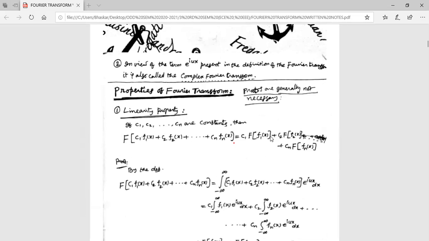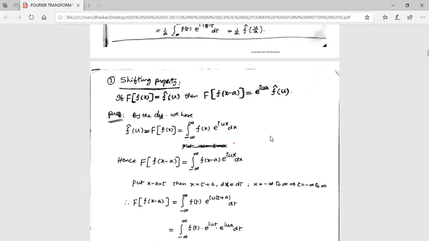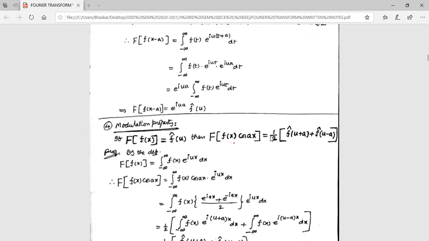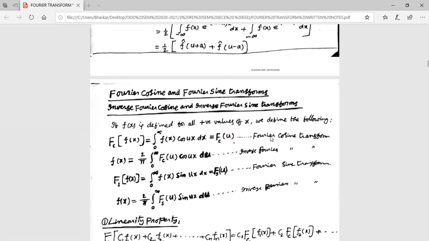Some of the properties of the Fourier transform: a constant with the function can be taken outside when applying the Fourier transform to the given function. These are all simple properties. The change of scale property gives 1 by a times F of u by a. Also there is the shifting property: the transform of f of x minus a equals e power iua times F of u. And this is the modulation property. These are some of the simple and important properties that will be useful for our future.